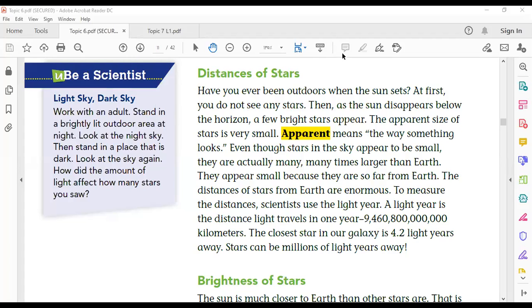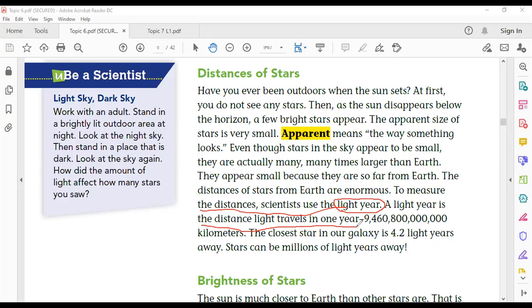Is the picture of the book back or not? Yes. Now highlight this. In science, in space, scientists use this unit because if we use kilometers it's very hard, since we will use large numbers. To measure distances, scientists use the light year. What is the light year? A light year is the distance that light travels in 1 year.